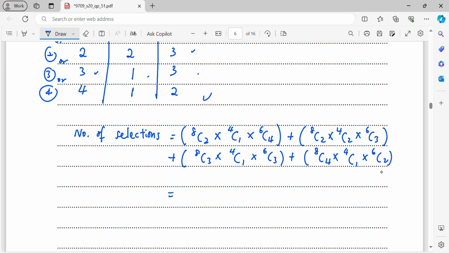So when you calculate all of this, right, if you calculate one by one, the first one is 1680, the second is 3360, and then 4480, followed by 4200. So the total of these four numbers will be 13720. So that's the solution of this question.